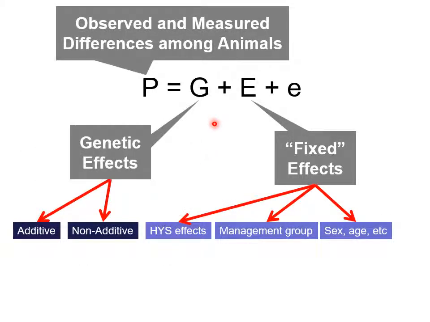So if we get back to this basic equation, the observed and measured differences amongst animals are, like we just said, the result of the variation amongst animals in terms of the genetic effects and what we also could call fixed effects or environmental effects. The environmental effects or the fixed effects can also be subdivided into different types of effects. One of these effects, very important, is what we call the herd, year, season effects.